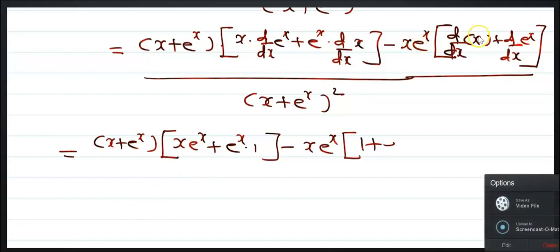Derivative of x is again 1 here, and e raised to x. Derivative of e raised to x is e raised to x.